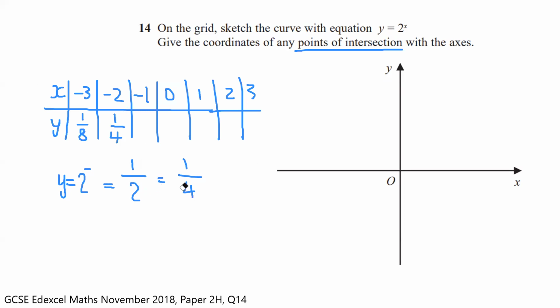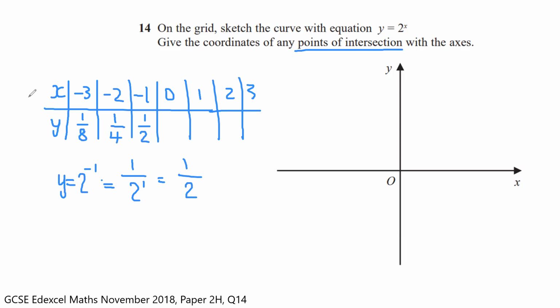I'm going to go on to the next one. Hopefully you're starting to see what the pattern is here. So we've got 2 to the power of -1, which is the same as 1 over 2 to the power of 1. 2 to the power of 1, remember, is just 2. So this is the same as 1/2, or 0.5.